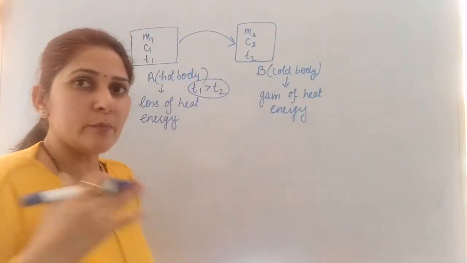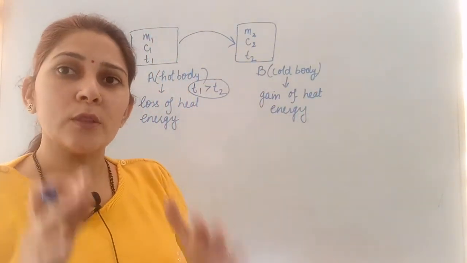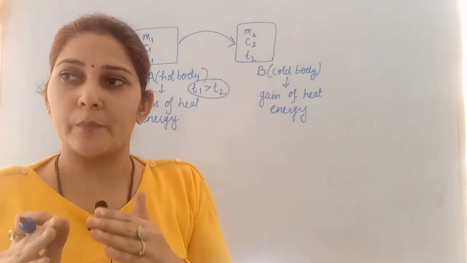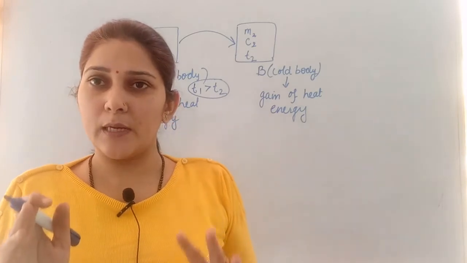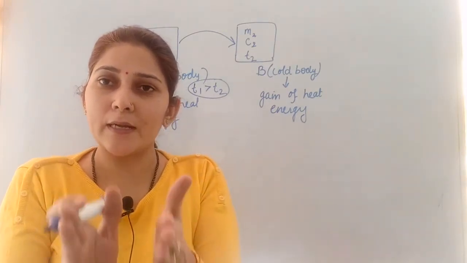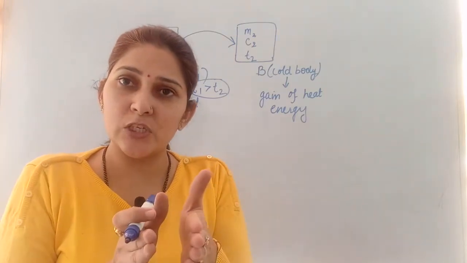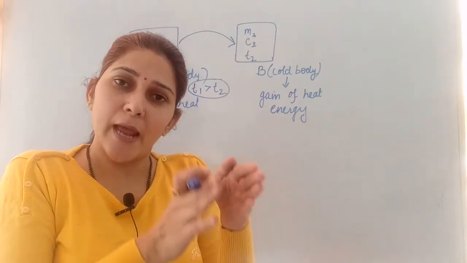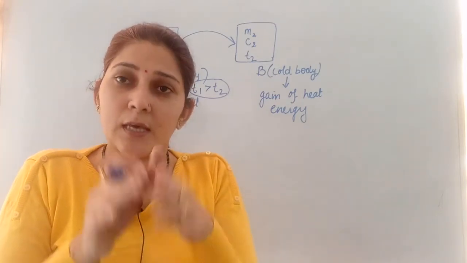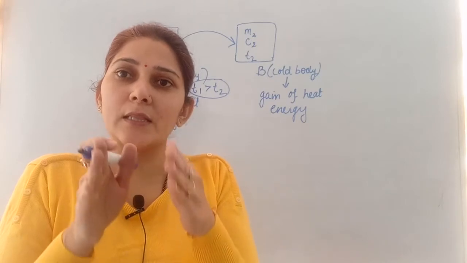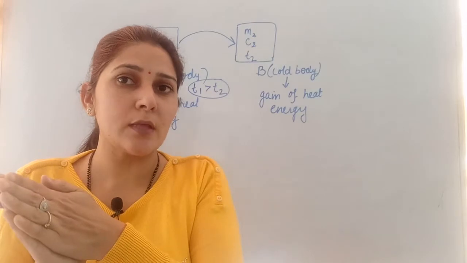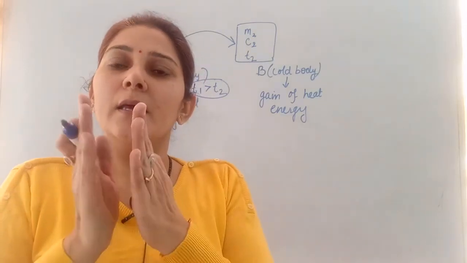But till what time does this keep on going? Till both the bodies, or till this complete setup, attains thermal equilibrium. I hope everybody is aware of thermal equilibrium. It is the state when both the bodies which are placed in contact with each other, when they were at different temperatures, come to the same temperature after exchanging heat with each other. That state when both the bodies attain the same temperature and there is no flow of heat from one body to another body is known as thermal equilibrium.